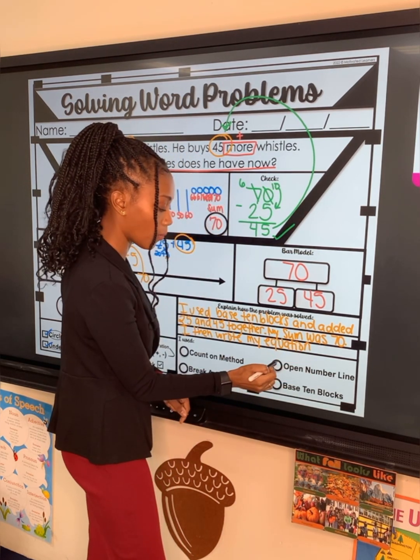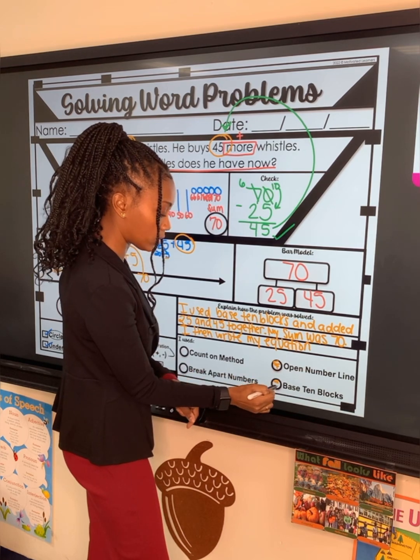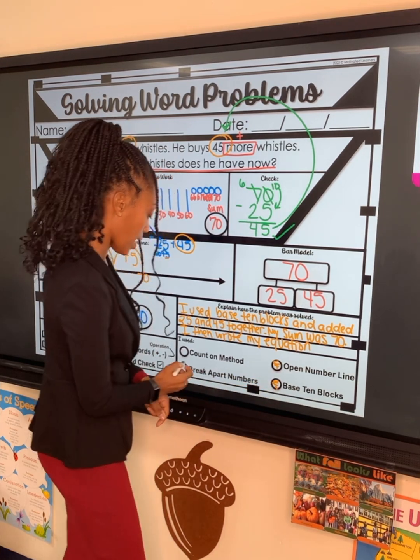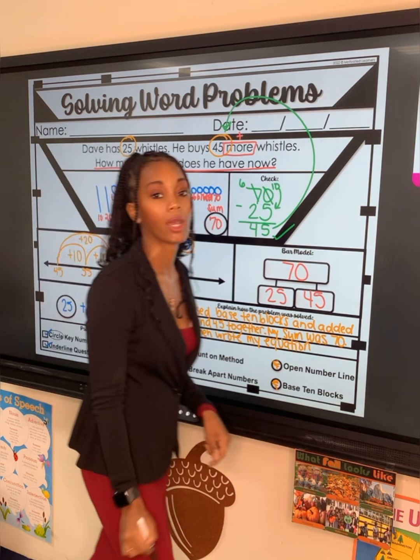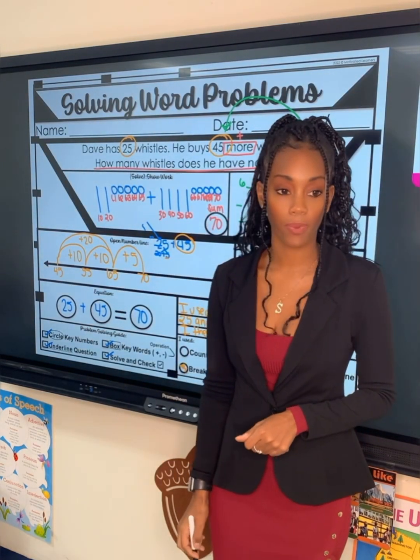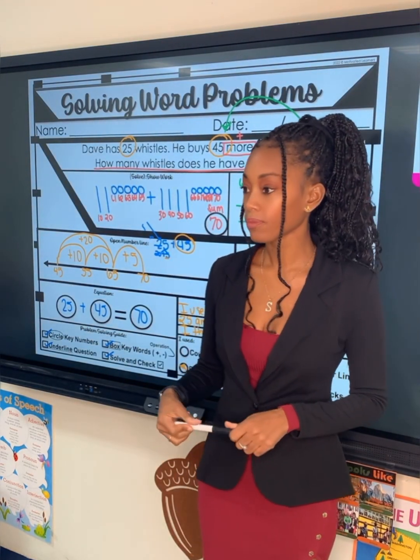We used the open number line, we used the base 10 blocks, and we used the break apart method to solve this problem. Do you see that? Good.